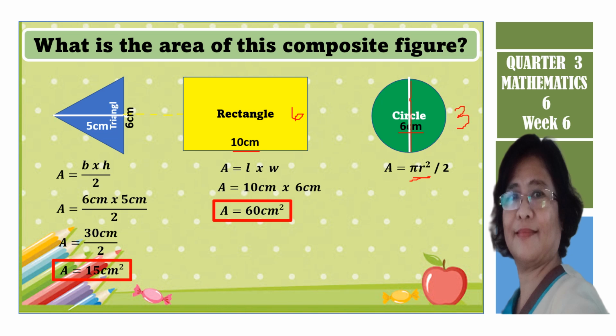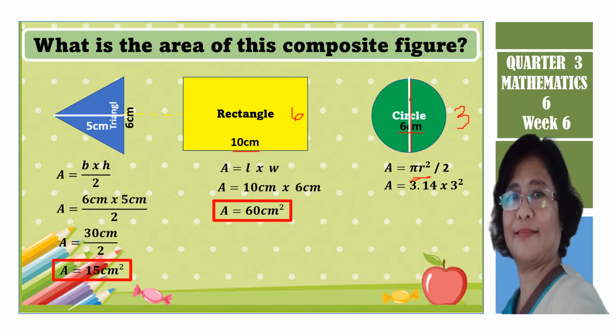So let us now substitute. What is the value of the pi? The pi is equal to 3.14. Okay, let us now solve. The area of the circle is pi r squared divided by 2. Substitute it with a given number. The pi is equal to 3.14 and the radius is 3 to the second power. Okay, so 3.14 times 3 to the second power.